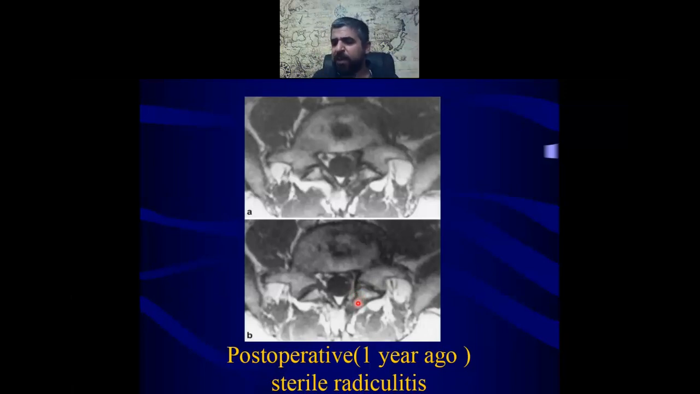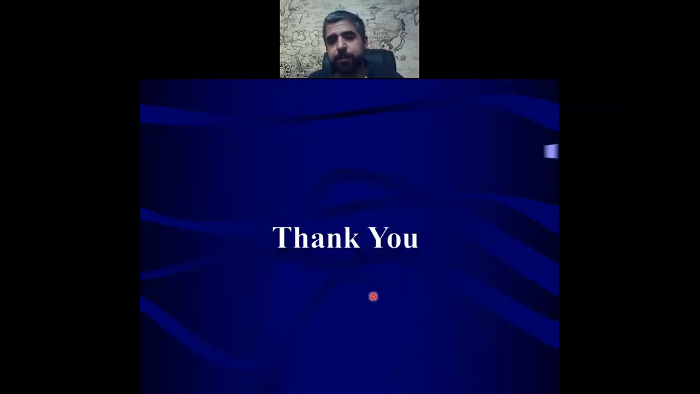The blood nerve barrier should be healed after 6 to 8 months, and it should show no enhancement. 1 year is too much. This enhancement is abnormal. It is due to sterile radiculitis, which can be the cause of failed back surgery.